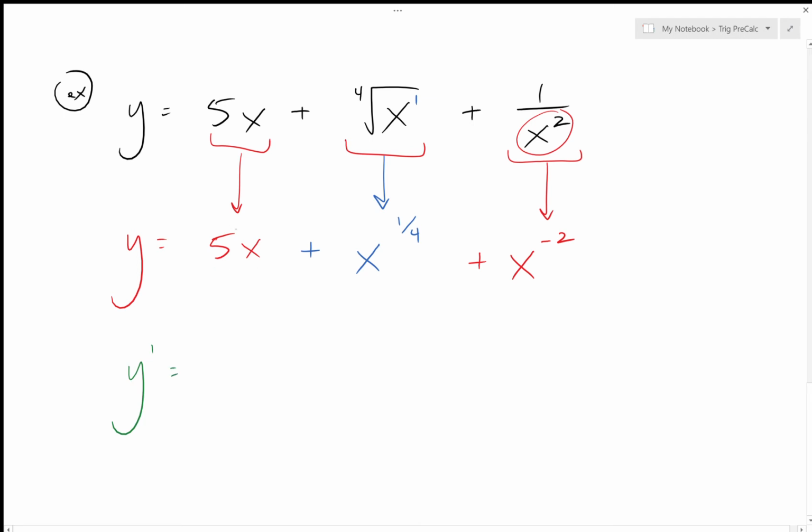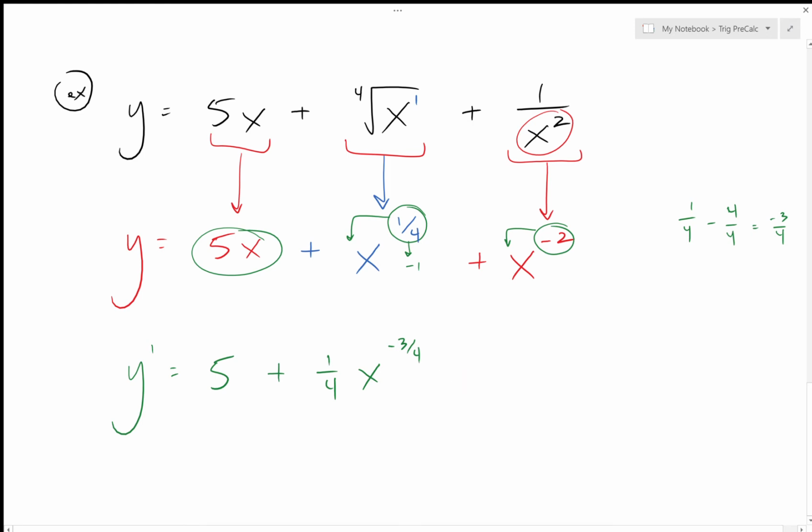So if we have a number and a single x, that derivative just becomes the number, so 5, plus exponent comes forward, 1/4 x, and then this goes down 1, so we need to subtract 1 from it. So 1/4 minus 1, or really 4 over 4, comes out to a negative 3/4. So we have x to the negative 3/4. Remember, they always go down by 1. This gets multiplied here, and actually it should become a negative 2x, and then it goes down by 1, negative 3.